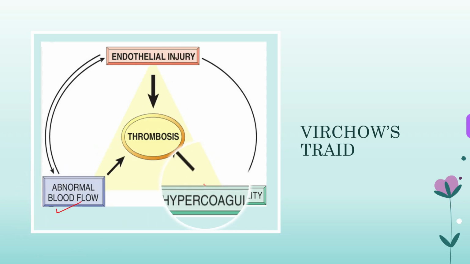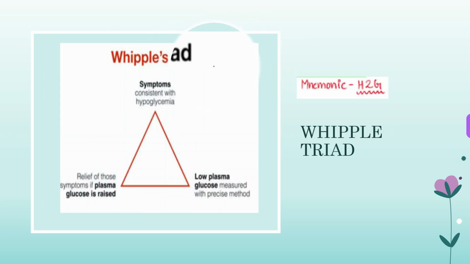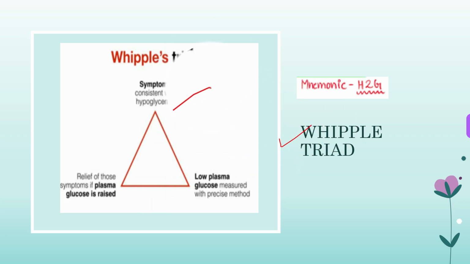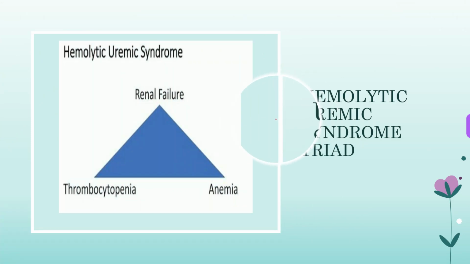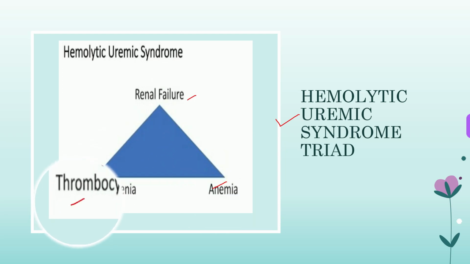Next triad is Whipple's triad. So what we will see in Whipple's triad, first we will see hypoglycemia during attacks, the next lytic body lesions. Now next triad we have hemolytic uremic syndrome triad. So what we will see in this, anemia, renal failure and thrombocytopenia. So this is hemolytic uremic syndrome.